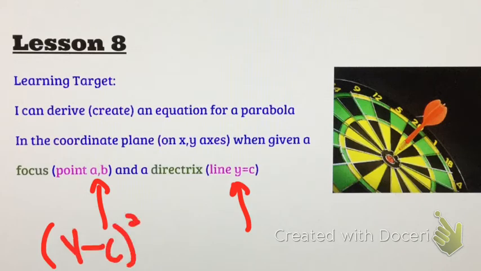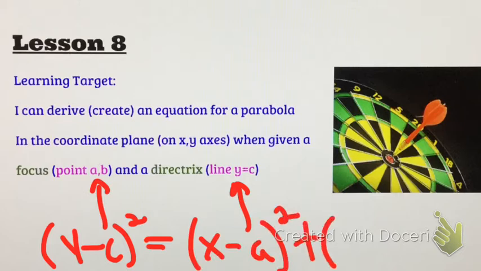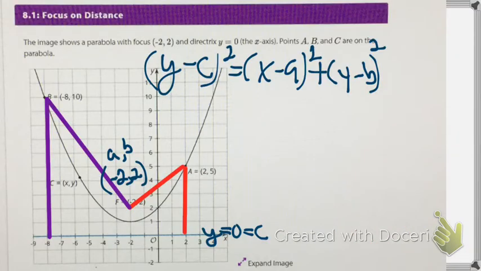y minus c squared equals x minus a squared plus y minus b squared. So we use A, B, and C, and then the x and y, any point on the parabola. Basically what that's saying is that the Pythagorean theorem is true if we think about the change in x and the change in y. It's just a little bit different than the distance formula itself. So let's take a look at how it works in action.